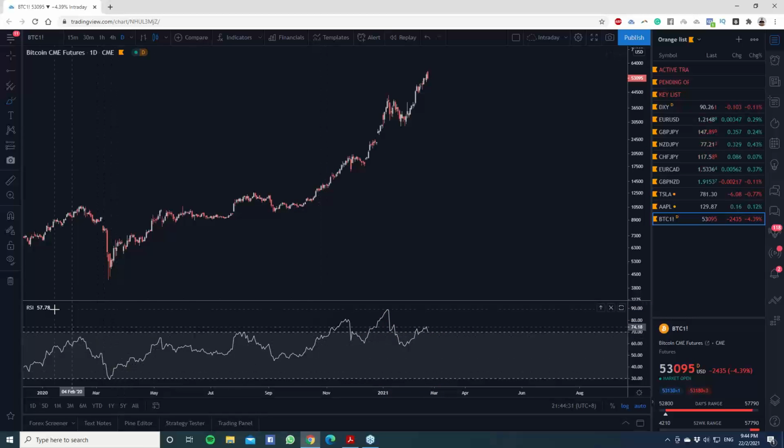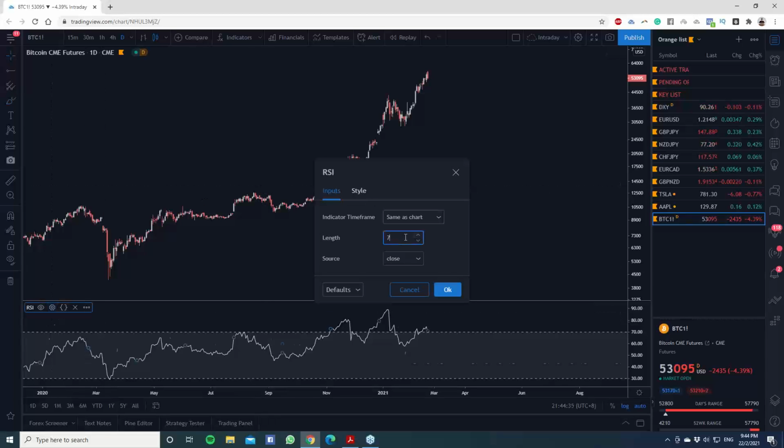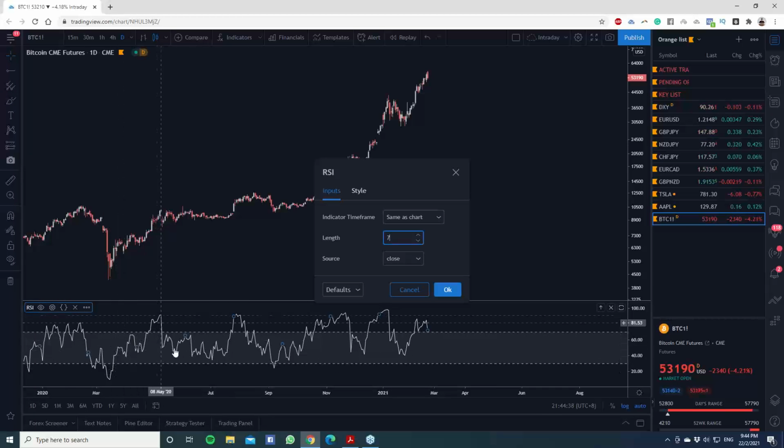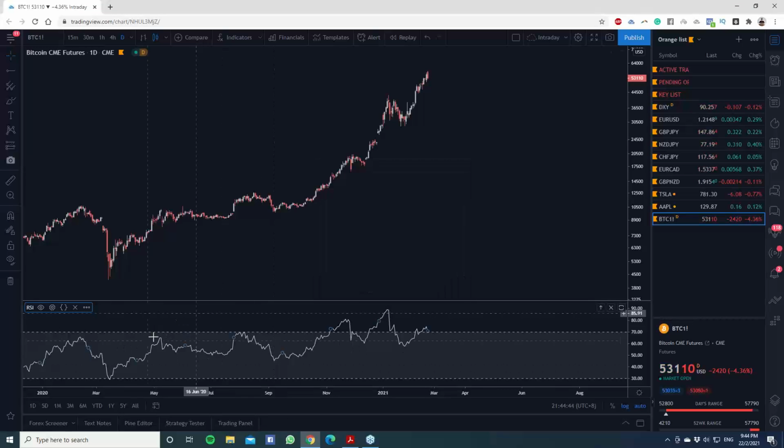So you can see over here your RSI. Let me bring it back to 7. You can see there's a lot more oscillation, up and down, up and down, up and down when the period is 7. But when I change this to a bigger number, you can see there's less oscillation. It's going up smoother, coming down a little bit, going up, going down.